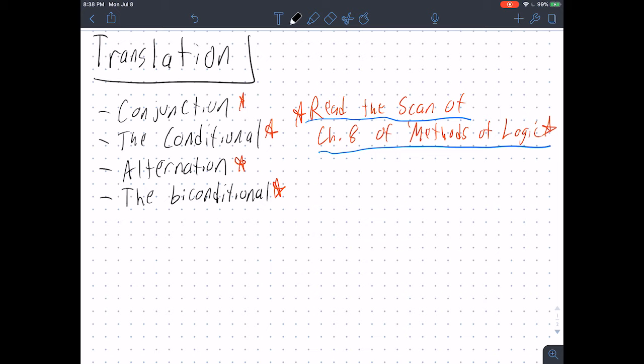Even Quine in the translation chapter says that what we do when we translate ordinary language into our logical system is we mangle and we butcher it. And so I'm not going to stress this too hard. You won't have anything harder to do on the exams than the homework examples. So let's start with conjunction.